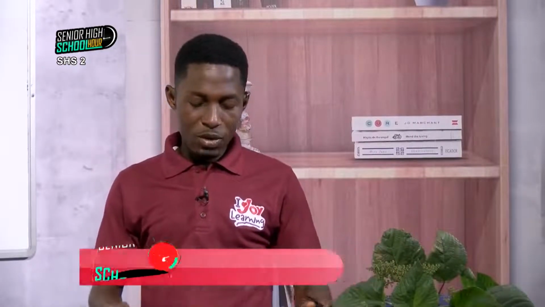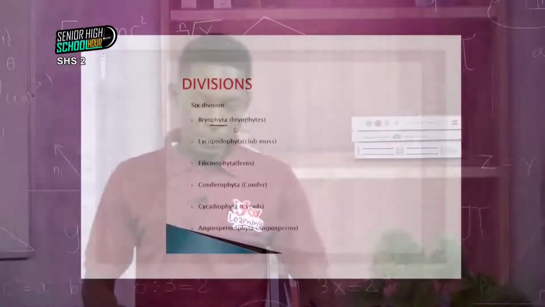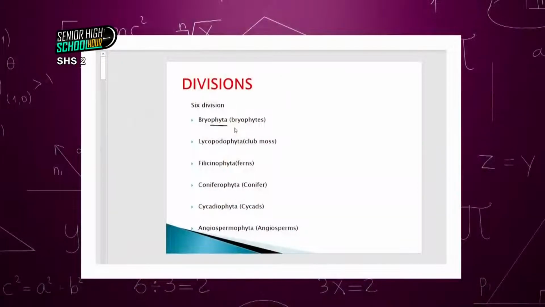So the six groups are: first, Bryophyta. Can you repeat in the house after me. Second, Lycopodophyta. The third is Filicinophyta. The fourth is Coniferophyta. The fifth is Cycadophyta. And the sixth is Angiospermophyta.